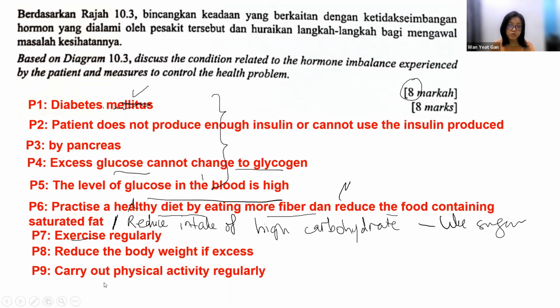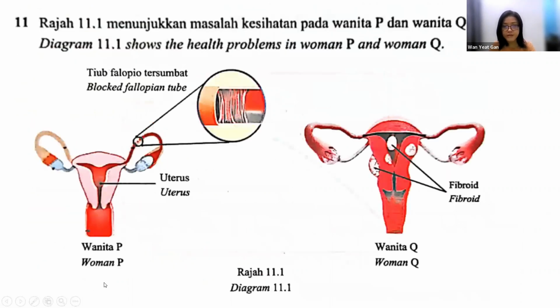Okay, now we are going to question 11, which is a compulsory question. You don't have a choice here. You have to answer this question. Okay, the diagram shows health problems in woman P and woman Q. So there are two problems here.